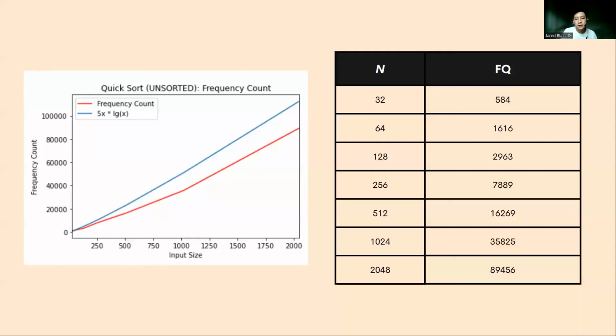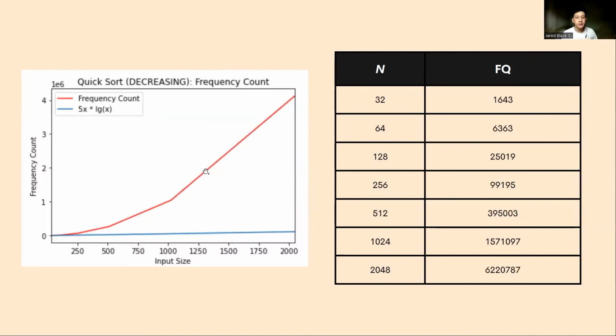Note that the basis in this graph is still 5x log of x. In the unsorted list, we can see that the growth rate is comparable to that of n log n. Quicksort is similar to merge sort as it performs partitions. Ideally, it would be able to partition the list into 2 equal partitions every time. It will then be a divide and conquer algorithm.